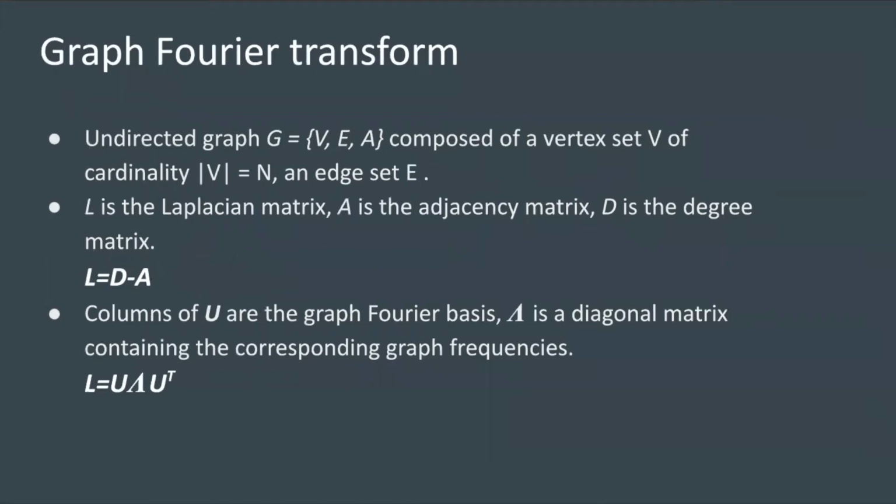So what is graph Fourier transform? Here we will be using some of this. So I'm just giving you a little bit of preliminaries on graph Fourier transform. Once we have this graph G with vertex set V, adjacency matrix A, and degree matrix D, we can define the Laplacian matrix as the difference of the degree matrix and the adjacency matrix. And once we do the eigenvalue decomposition of this Laplacian matrix, the eigenvectors give us the graph Fourier basis, and the corresponding eigenvalues give us the graph frequencies.